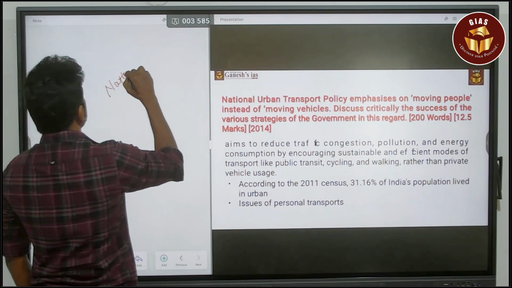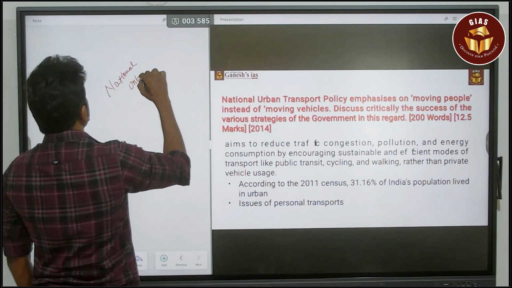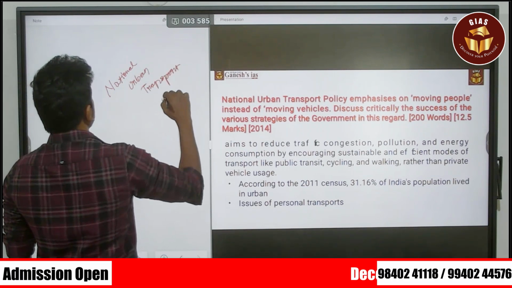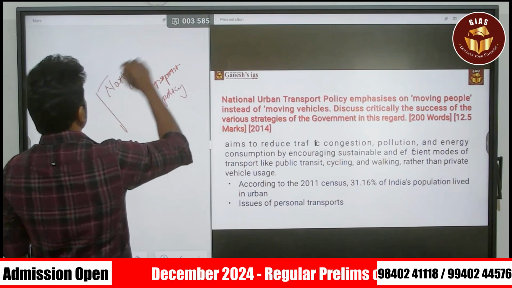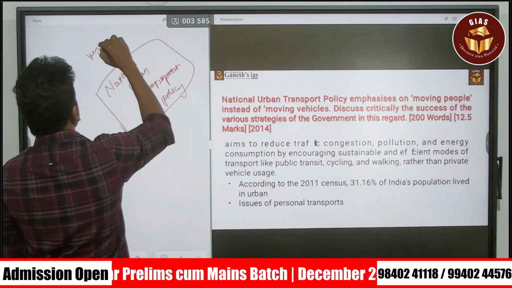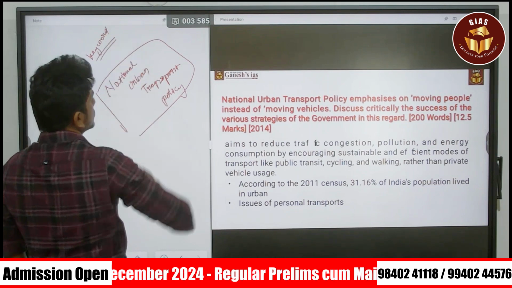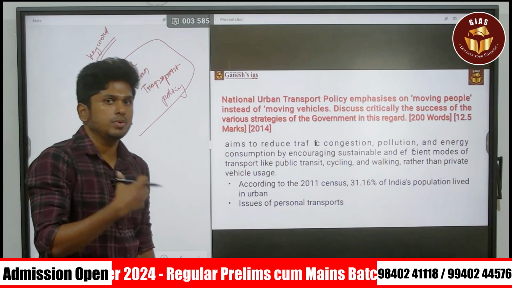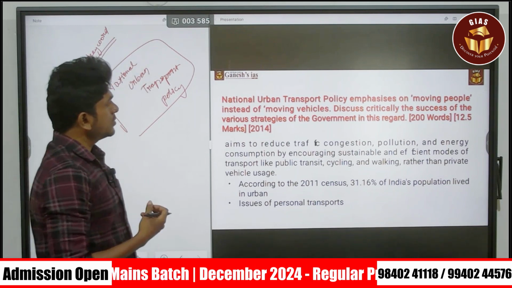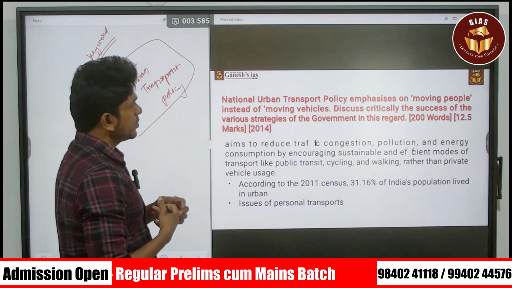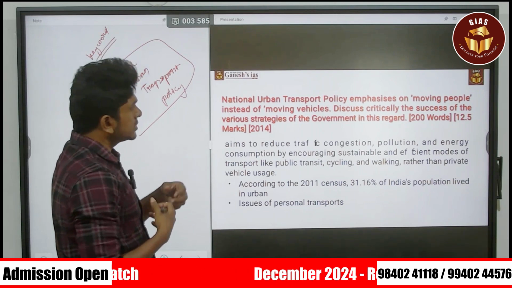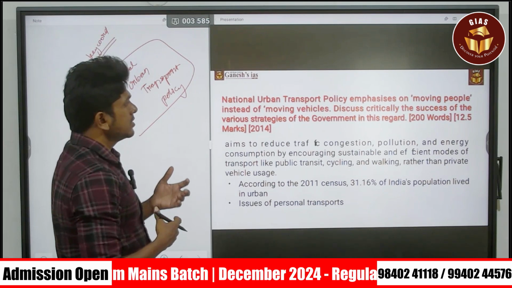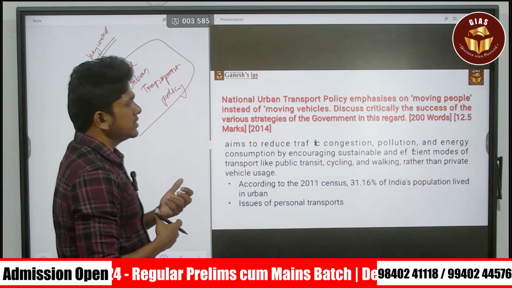So the question is about the National Urban Transport Policy. This is the keyword of this question. In every question you need to find the keyword, based on which you have to give the intro part. That is more important. When it comes to this question, the subsidiary keywords are moving people instead of moving vehicles, and critically discuss the success of the various strategies of the governments in this regard.